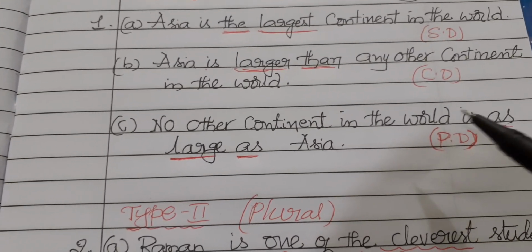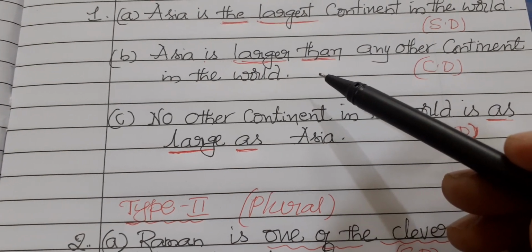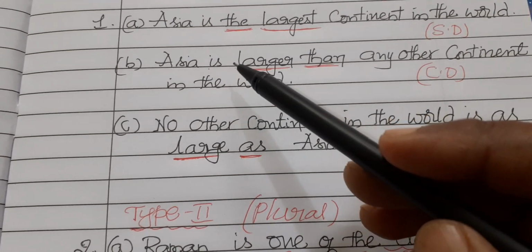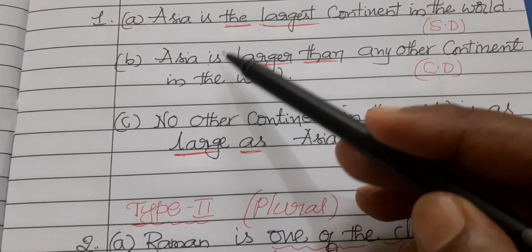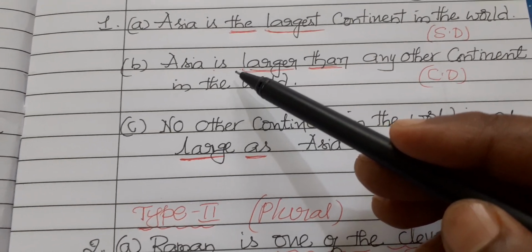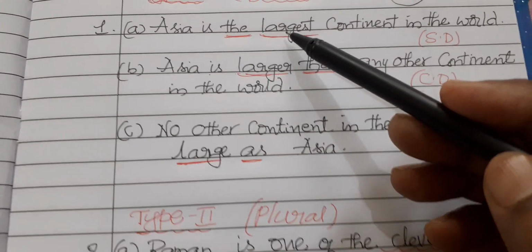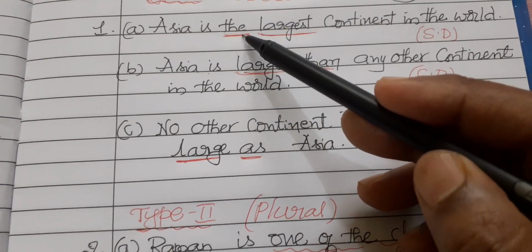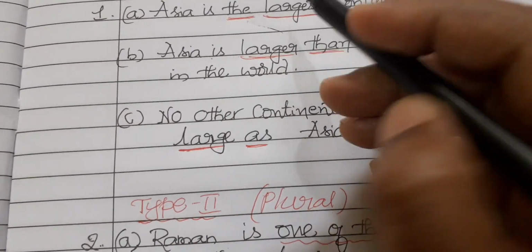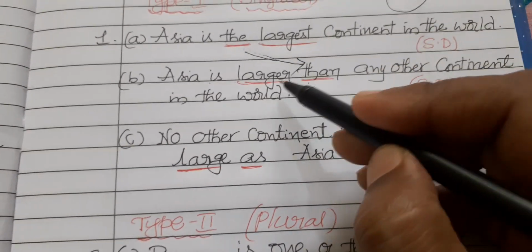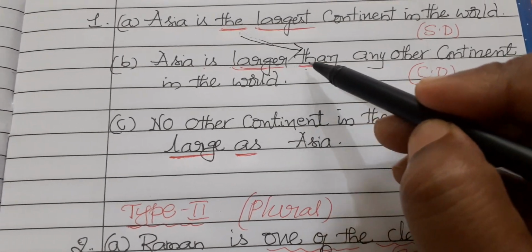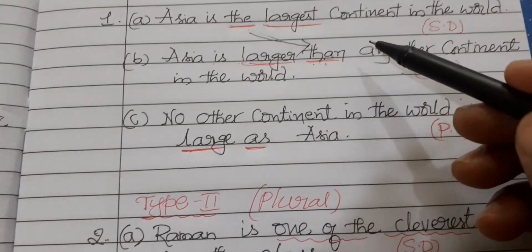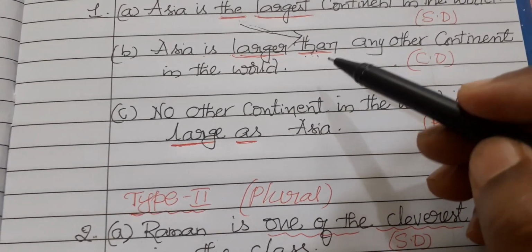Without changing the meaning, we have to convert it into the comparative degree. Look at the example here. We must not use the, because the is used only in the superlative. Largest, one step down, bring it down to comparative, larger. The becomes than. Comparative is always followed by than: larger than, bigger than, cleverer than, shorter than, faster than, taller than.